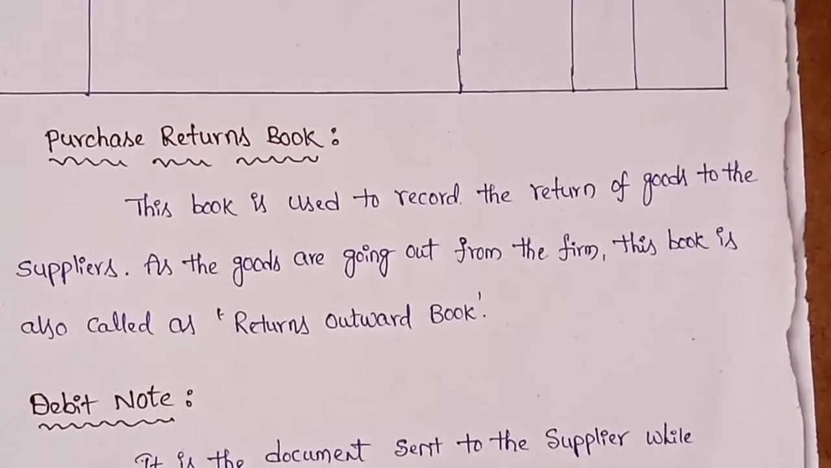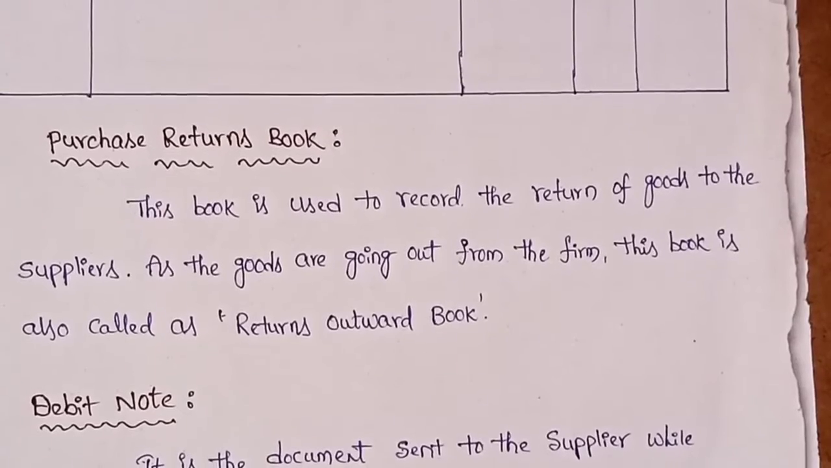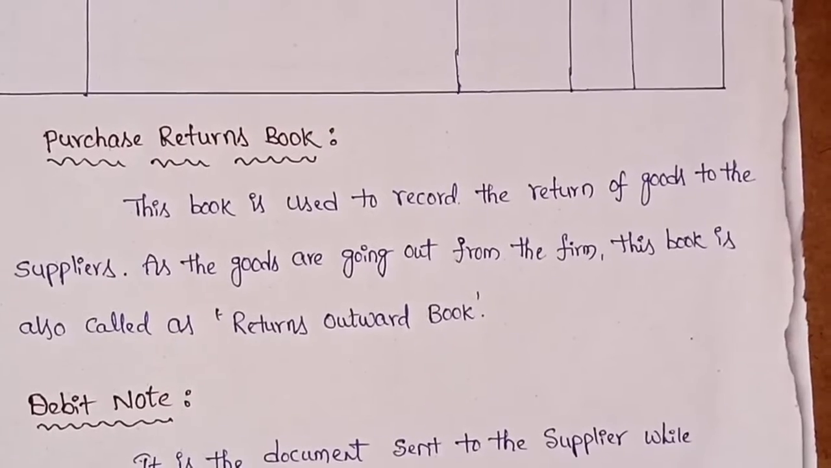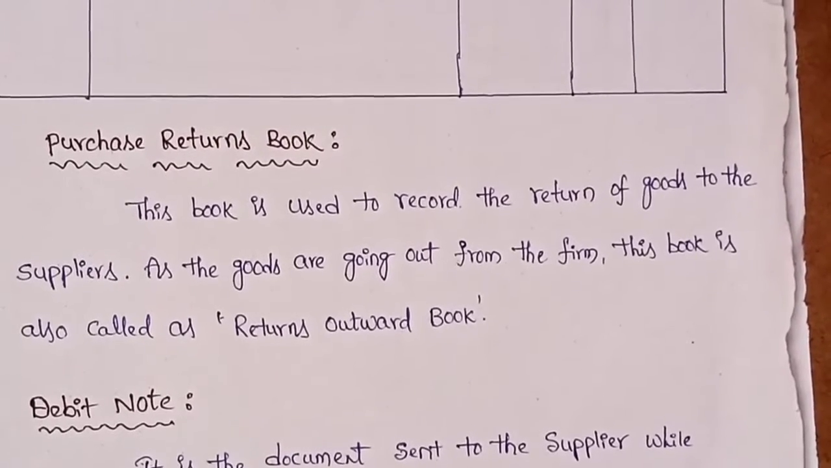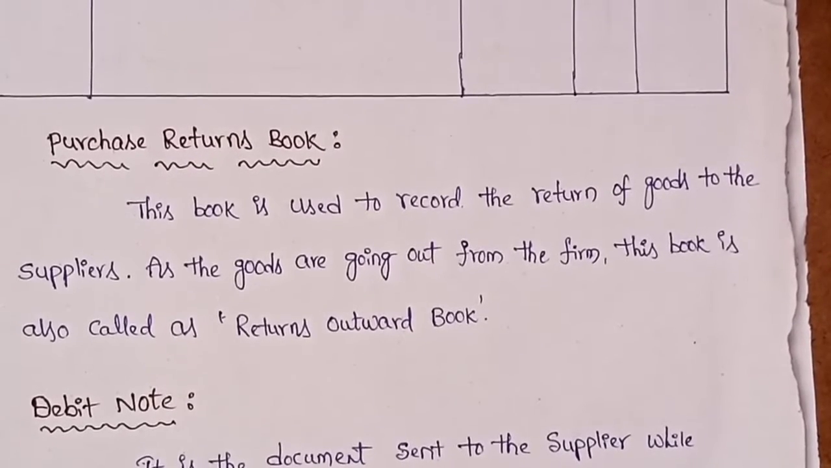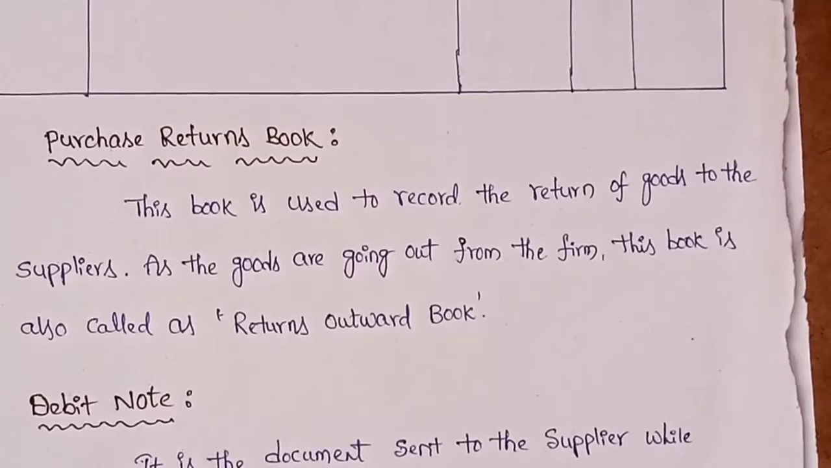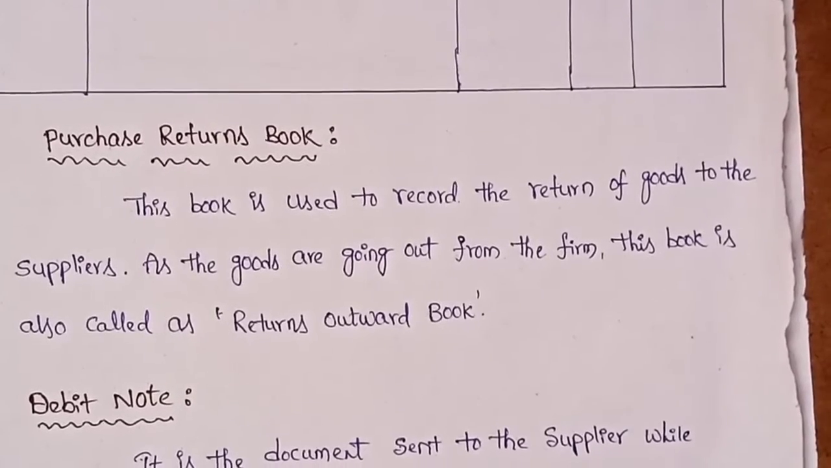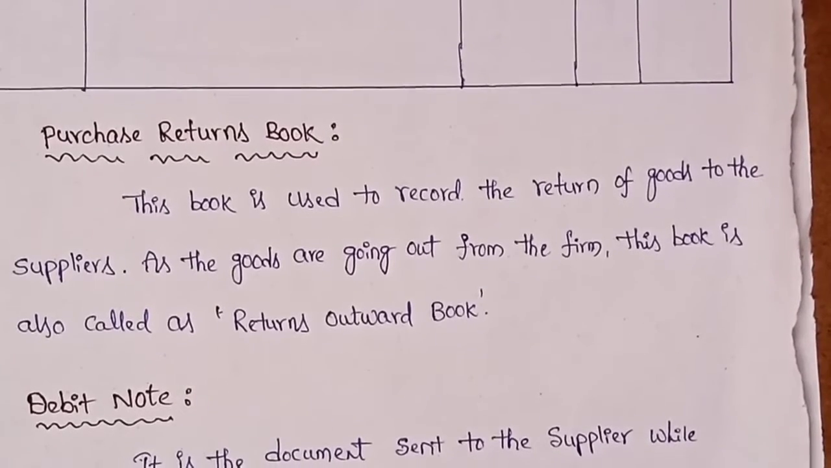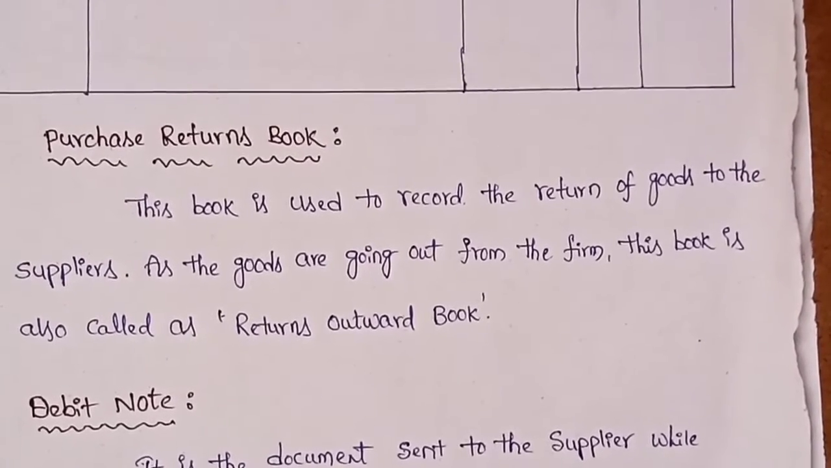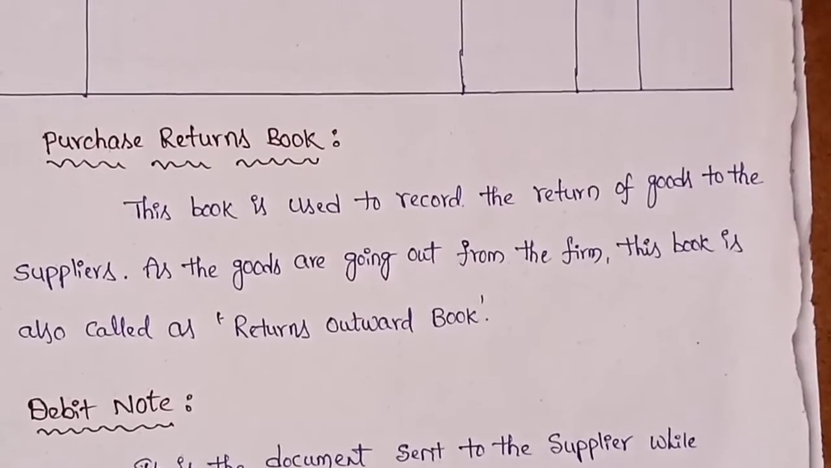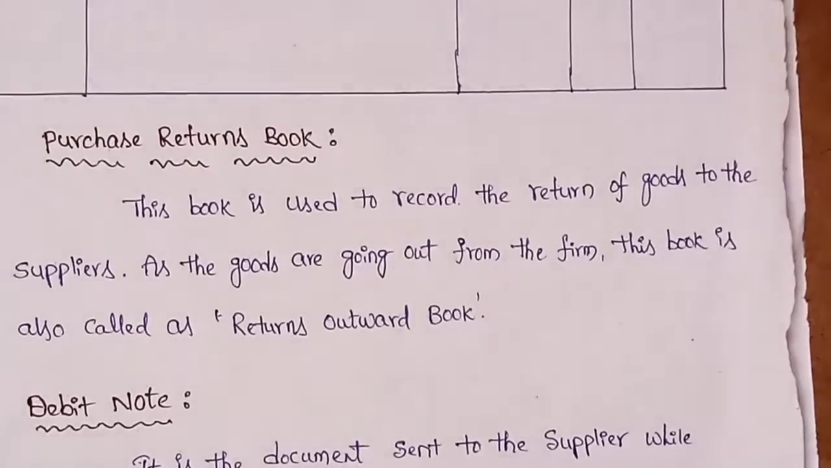So why do we return goods? There are so many reasons. Damaged goods, that is one reason. And when quantity is different or quality is different, these are some reasons to return the goods. Those returns we record in this book. As the goods are going out from the business, this book is also called as returns outward book. Why? Because goods are going outside.